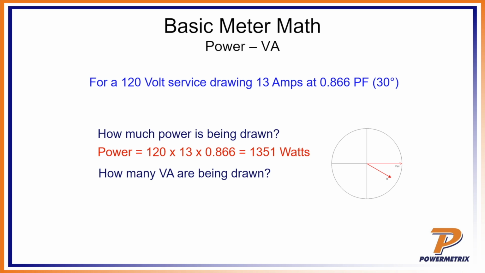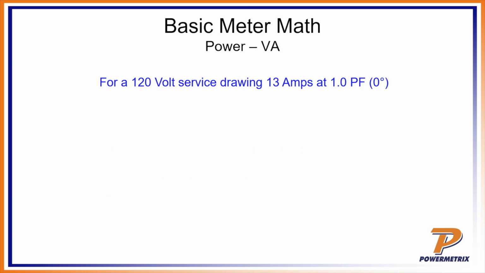And can anyone guess what the VA is going to be? It's going to be the same thing, right? The VA doesn't change. The angles and all the complicated stuff that happens once it gets to the customer is not involved when we're talking about VA. So we got 120 times 13, which is 1,560 again, but this time there's a little change in the amount of power because the angle was different. So we ended up with only 1,351 watts.